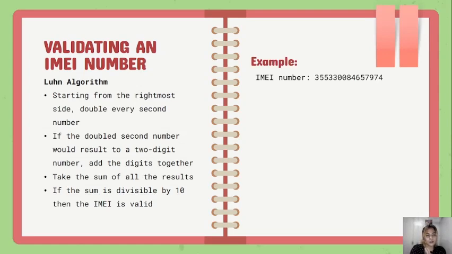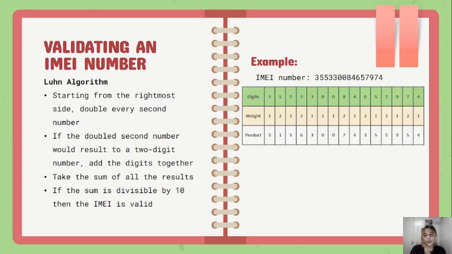We have the IMEI number, and using the Luhn algorithm, we need first to start with the rightmost side and double every second number. We have the table here. As you can see, if the doubled second number would result in a two-digit number, add the digits together.